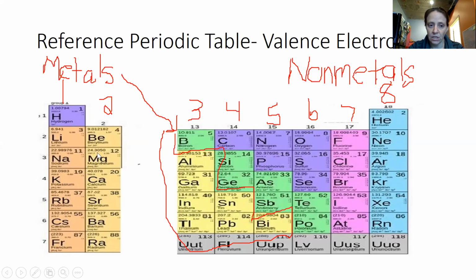Here's my periodic table labeled with the valence electrons. Remember that the metals are on the left side of the periodic table, non-metals are on the right. In ionic bonds, you're always bonding a metal to a non-metal.